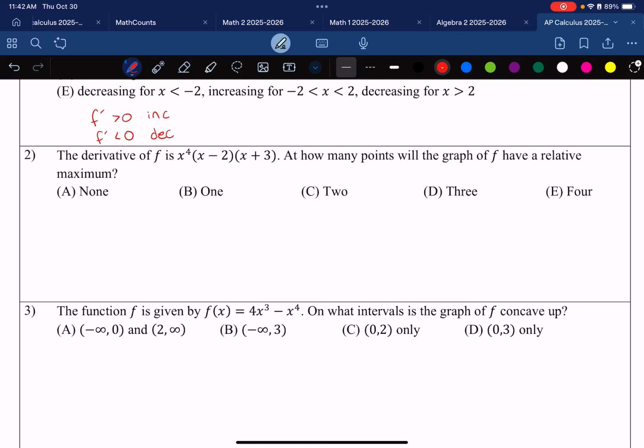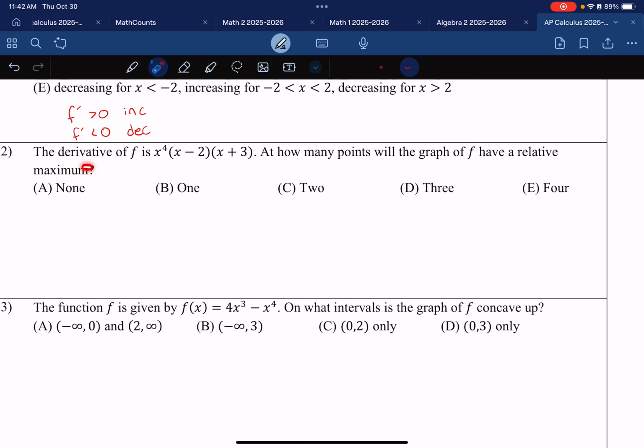In number 2, we already have the derivative. Okay, so it says the derivative, we already did it. There it is. And we're asked how many points will the graph have a maximum? All right, well, maximum means we need to switch from a positive to a negative for f prime. And that means we need to go ahead and look at a sign chart.